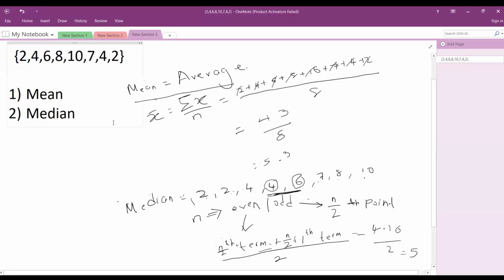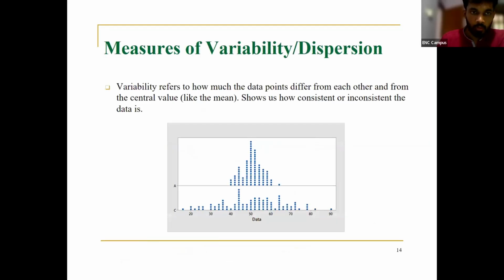Then calculate the mode. Mode means the value which occurs most frequently. There are two values, right? 2 and 4. These two occur 2 times. So we can consider 2 and 4 as our mode. So those are the measures of central tendency.